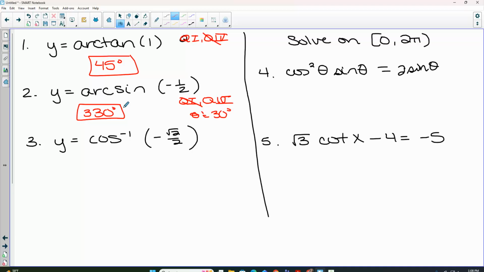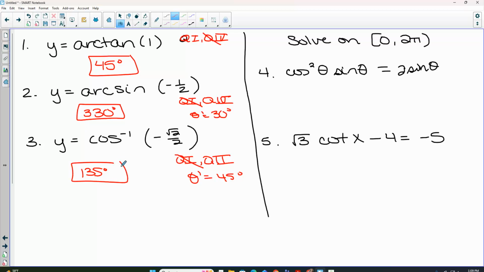All right, number 3, cosine inverse exists in which quadrants? 1 and 2. If it's negative, we're in quadrant 2. Reference angle. When is cosine radical 2 over 2? So 45 degrees in quadrant 2, 180 minus 45 is 135. All right, how do we do on 1 through 3?